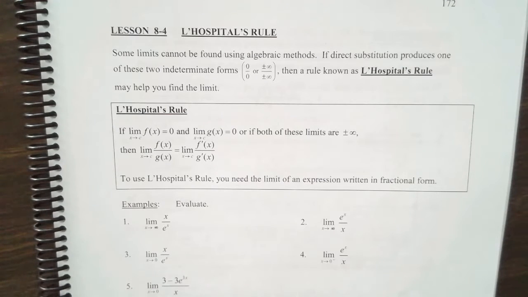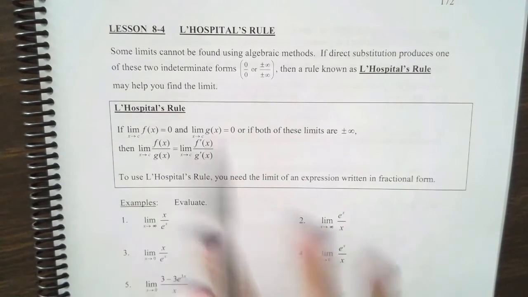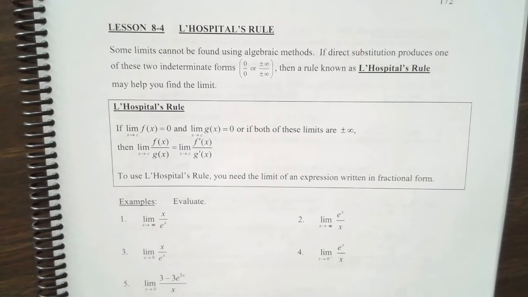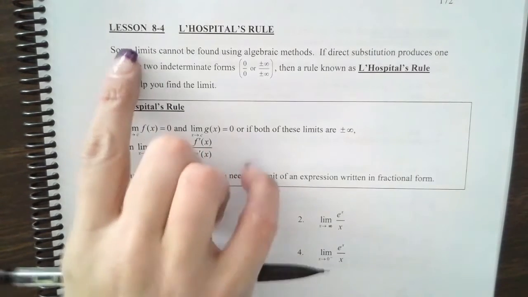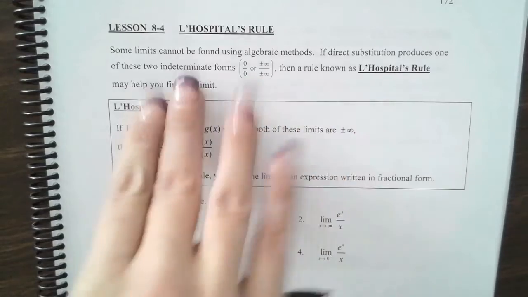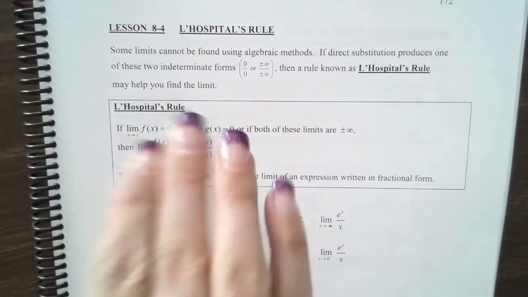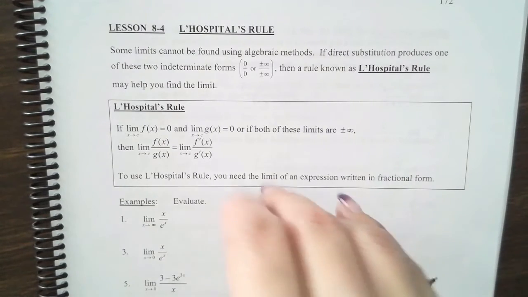Alright guys, we are going to do L'Hopital's rule. As you can skim the page here, we're going back to limits. So remember that a limit is about where it's approaching. Before, we were plugging in and finding algebraic methods to be able to cross out and figure out where it belongs to.